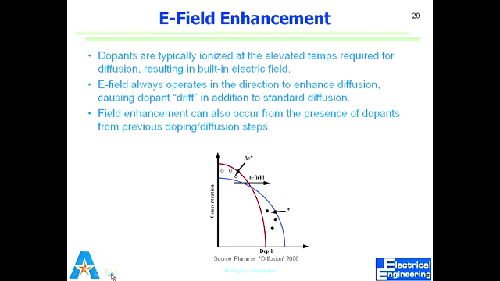So, E-field enhancement. Once we do this diffusion, there is an electric field at the interface, what we call built-in voltage. It helps diffusion. It enhances diffusion, so that causes dopants to drift in that localized electric field, right?